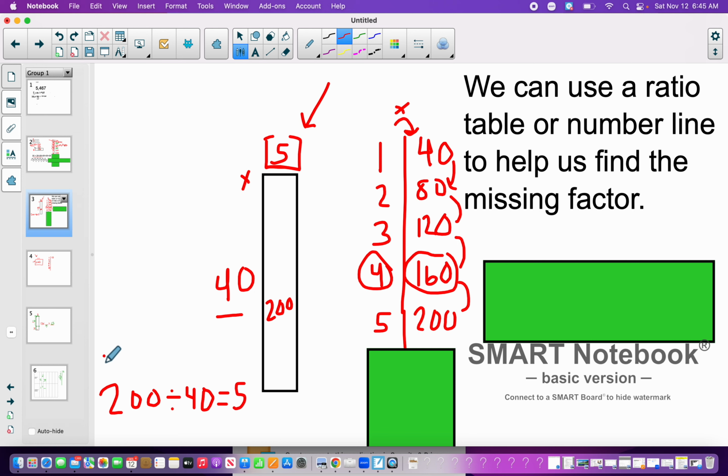We could actually make a whole fact family. 200 divided by 5. How many times can I subtract 5 from 200? I could do it 40 times. And then the other way our fact family would go, because there's a relationship between this, we can go 40 times 5. So if I added 5 40 times, I'd get 200.